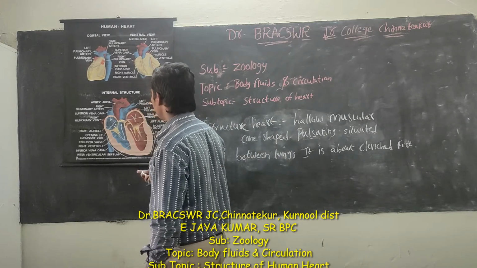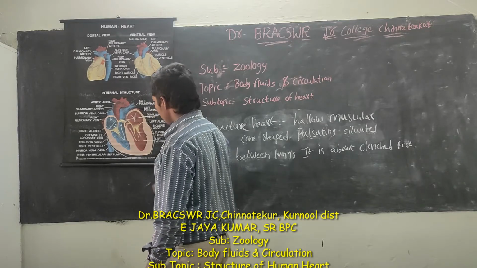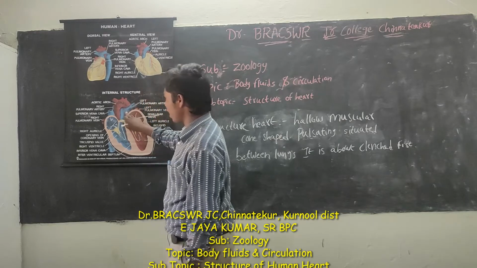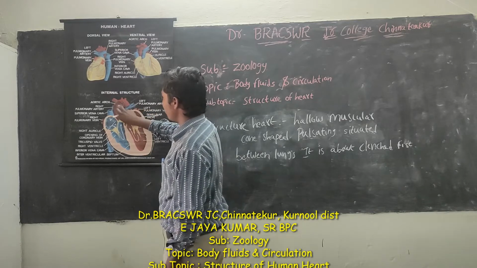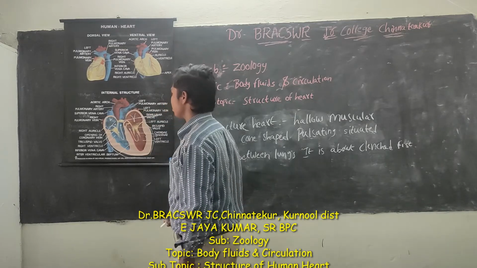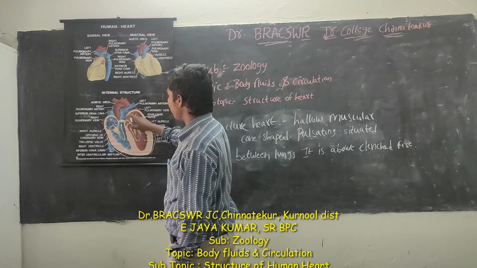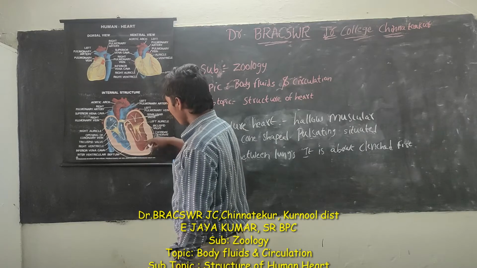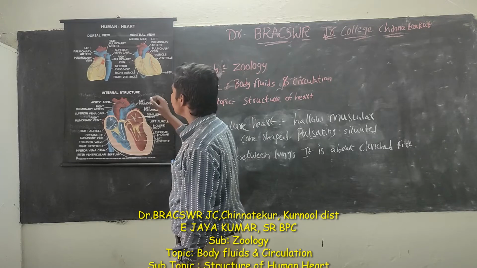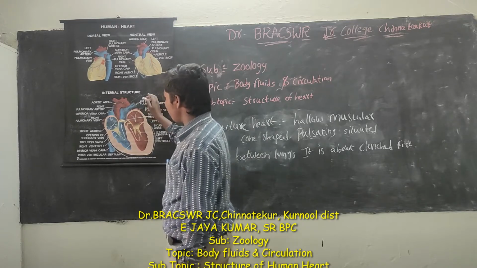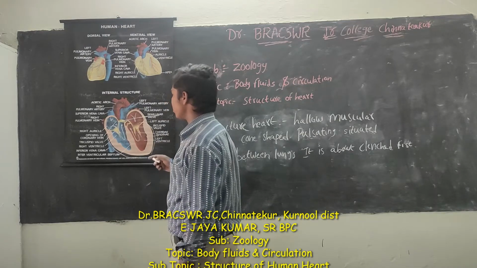Aortic arches: one is the systemic arch and one is the pulmonary arch. You see in the chart, blue color is the pulmonary arch and the red one is the systemic arch. The pulmonary arch arises from the right ventricle and the systemic arch arises from the left ventricle. One carries deoxygenated blood to the lungs and the other carries oxygenated blood to all parts of our body.